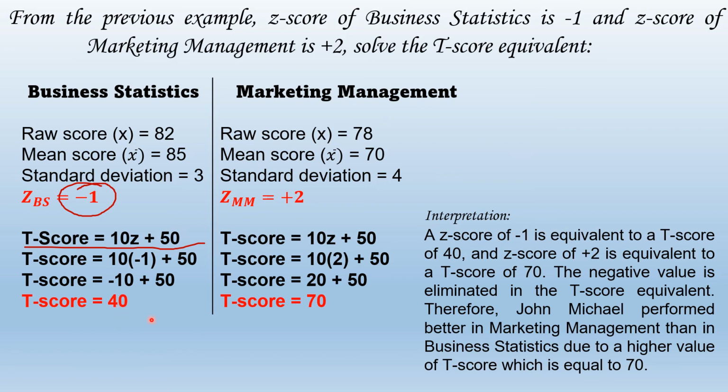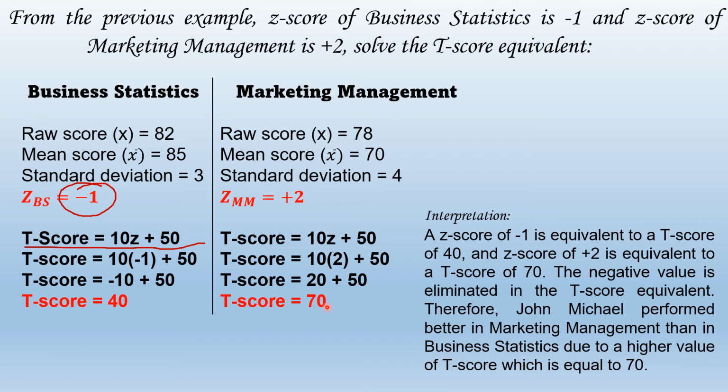Okay. Next, for marketing management, the z-score for marketing management is +2. We have to plug it in. So therefore, we have 10 times 2 plus 50. Therefore, we have 20 plus 50. Therefore, the t-score value is 70.